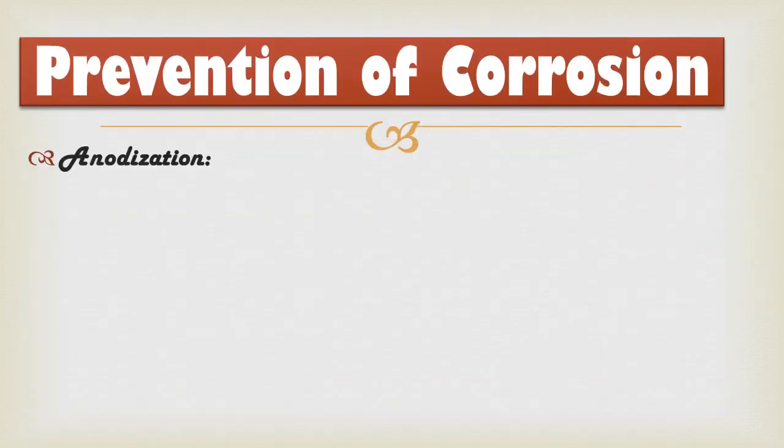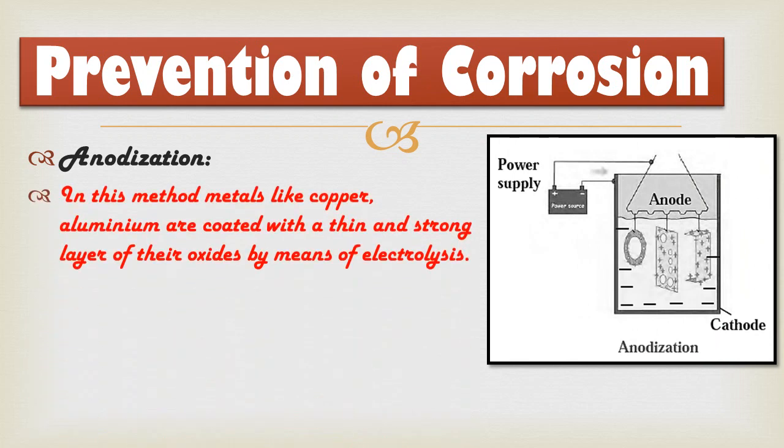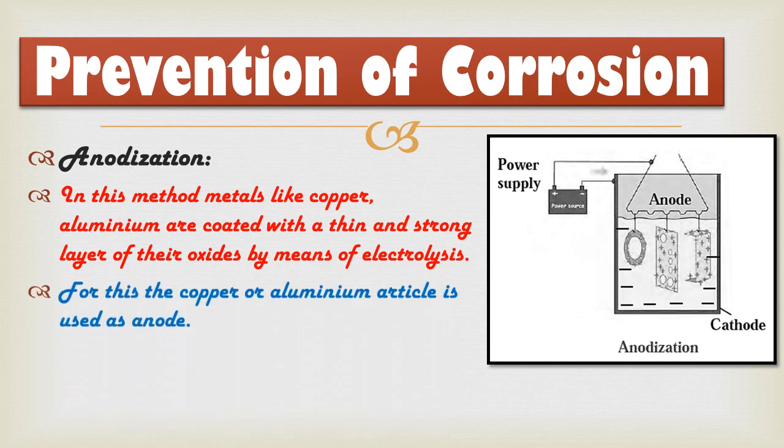Okay, now the next, third method is anodization. In this method, metals like copper and aluminium are coated with a thin and strong layer of their oxides by means of electrolysis. Copper can be oxidized to copper oxide and aluminium to aluminium oxide, as you can see in the diagram alongside, the anodization process. For this purpose the copper or aluminium article is used as the anode, and as the thin oxide layer is strong and uniform all over the surface, it is useful for prevention of corrosion of metals like copper and aluminium.